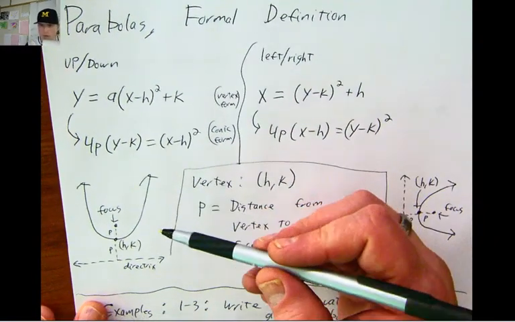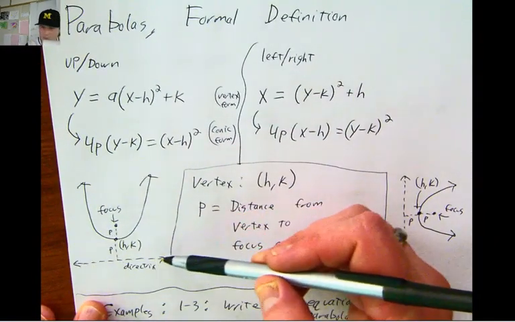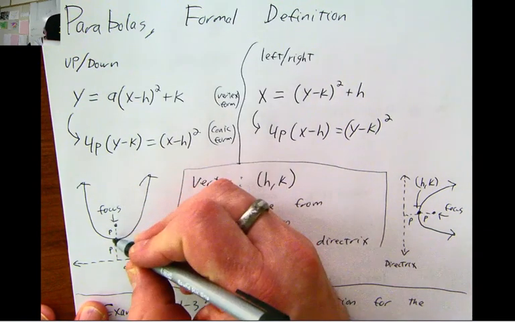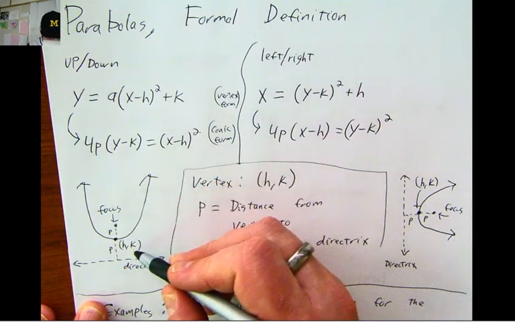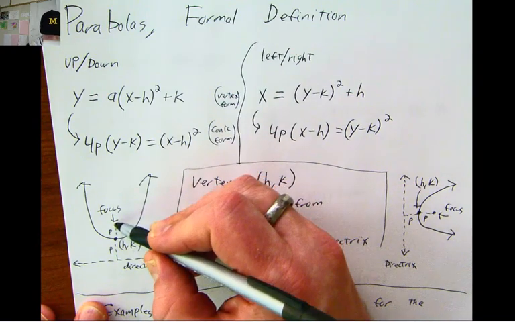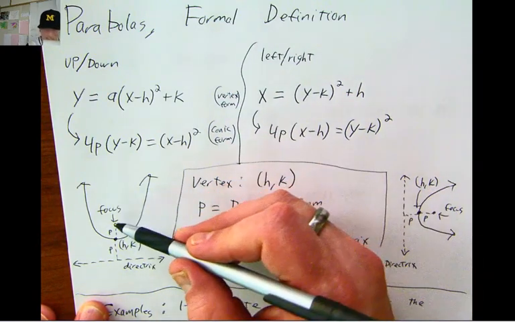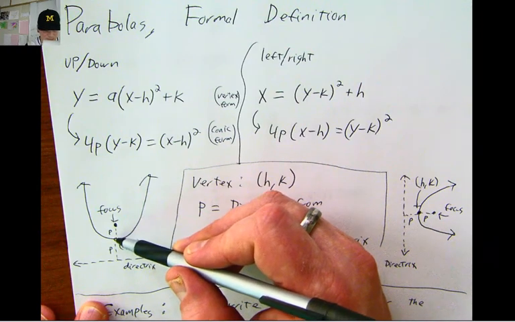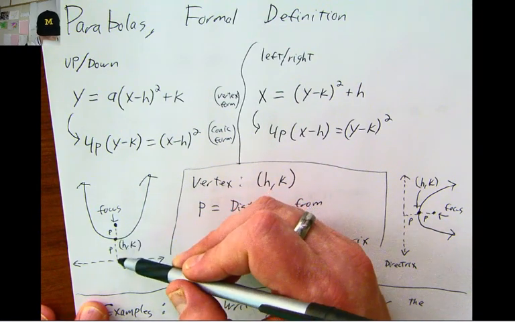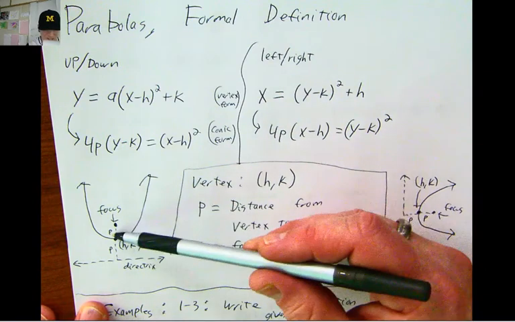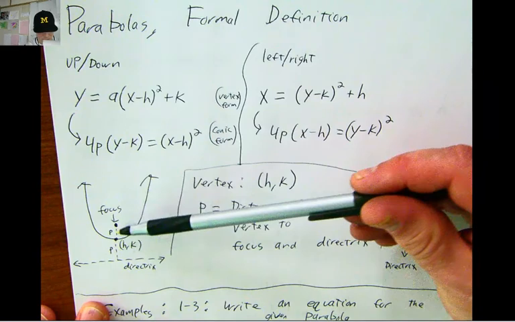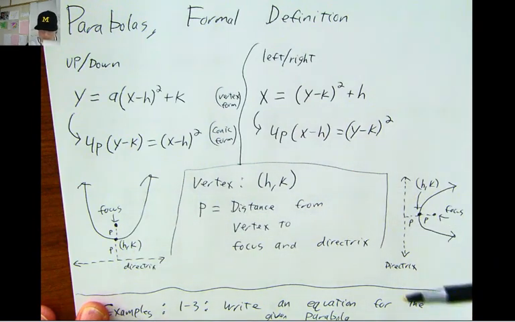But a friendly reminder, you've got the directrix here, which is this dotted line that's not part of the parabola. You have the vertex, which is at (h, k). You have the focus right here, and the distance from the focus to the vertex and the distance from the vertex to the directrix is a distance of p. Hey, that's what I said right here: distance from vertex to the focus and the directrix.